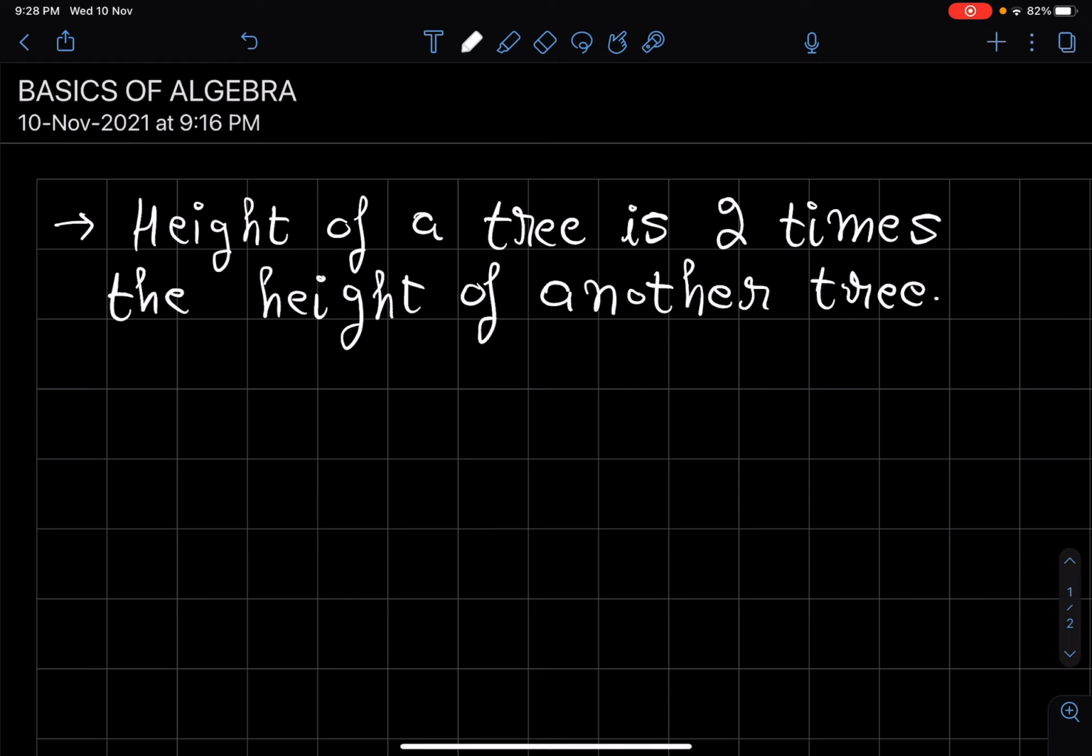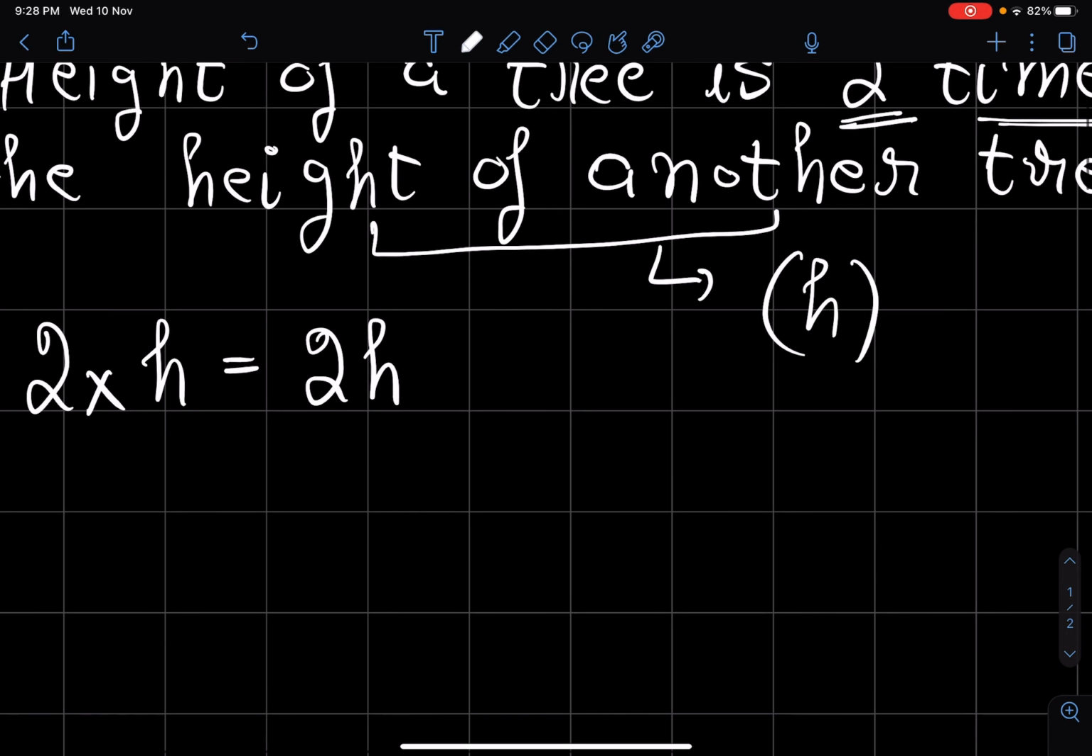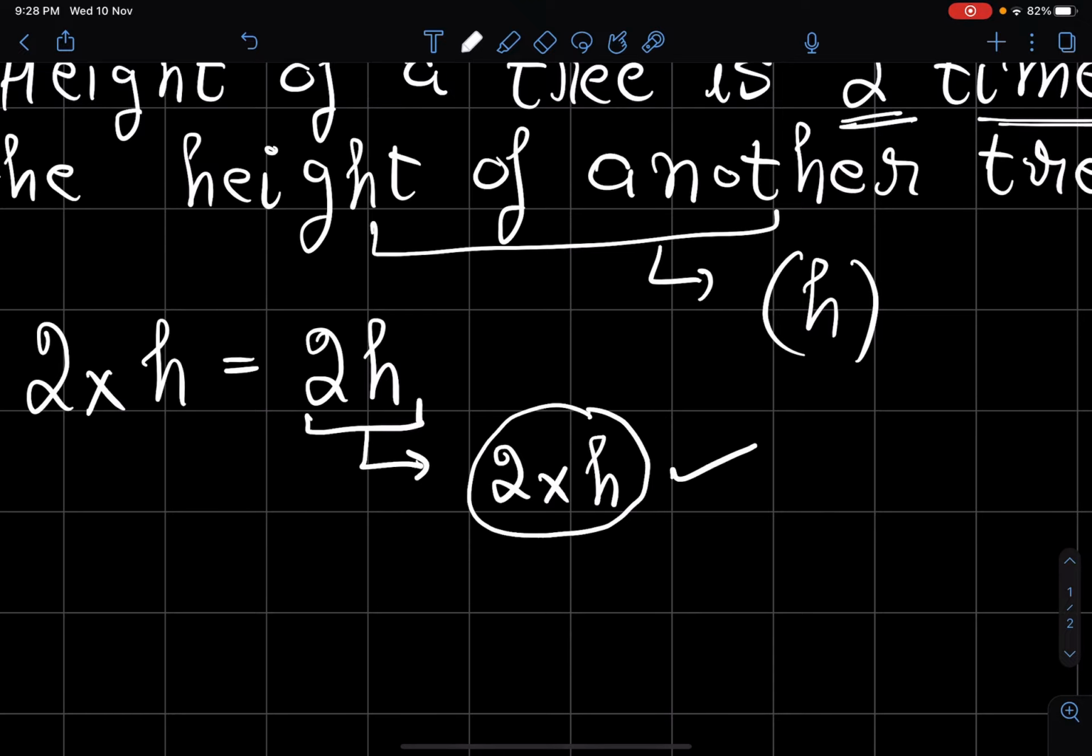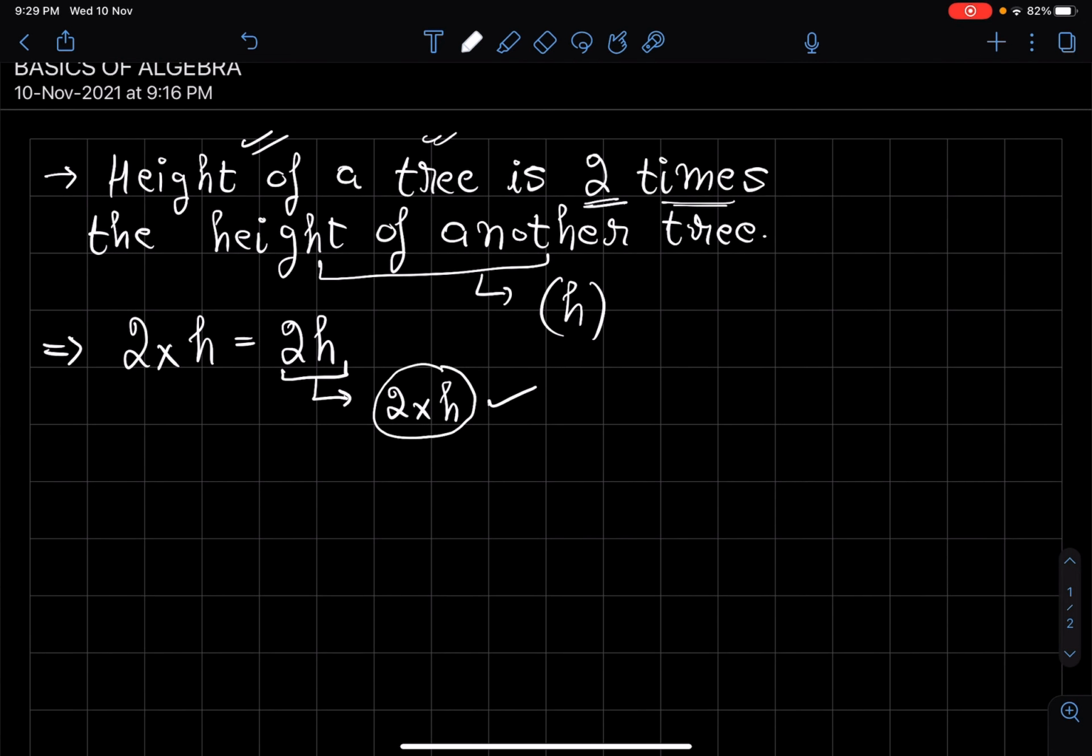So we assume the height of this other tree is h. The height of this tree, as given, is 2 times the height of the other. So it's 2 multiplied by h. That becomes 2h. When we write 2h, we mean 2 multiplied by h. You got me?